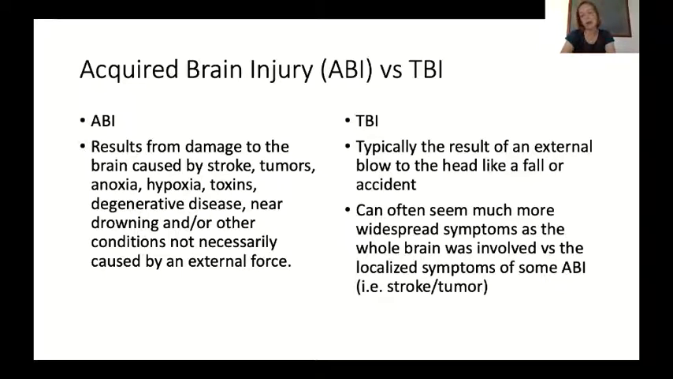What does that mean for probable deficits? Acquired brain injuries are any damage caused to the brain that's not necessarily caused by an external force. Hypoxia, stroke, tumors, degenerative disorders, drowning, strangulations, hanging injuries, which is a type of hypoxic brain injury, all are acquired brain injuries. Traumatic brain injuries, as we said, are a blow to the head. Oftentimes, traumatic brain injuries have much more widespread symptoms and effects because the whole brain is involved. A stroke or a tumor is usually more localized than a traumatic brain injury.